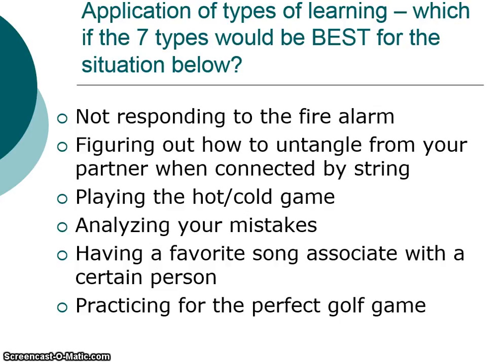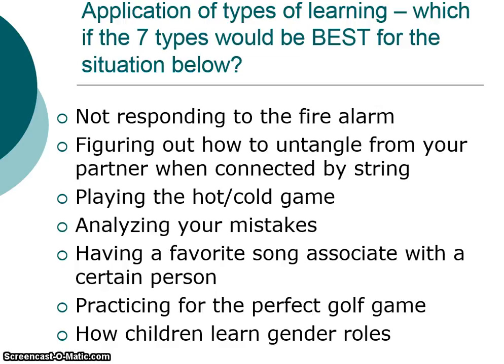Practicing for a perfect golf game, that's a motor skill. And so we know that trial and error learning is very good for motor skills. And finally, how do children learn their gender roles? For that, again, social learning is going to play a big role because they're going to observe that. Operant conditioning might play a role in that. What do they get punished for doing? What do they get accepted for doing?